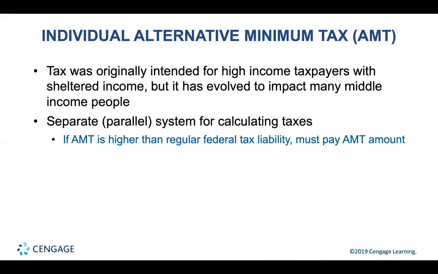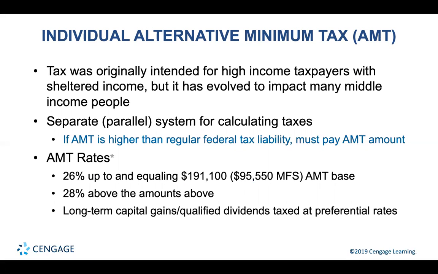This is a separate but parallel system for calculating taxes. If the AMT tax, when you get done calculating it, is higher than your regular federal tax liability, you have to pay the higher AMT amount. And we'll go through how to calculate the AMT amount. The AMT rates are 26% of the first $191,100 plus an additional 28% on the amounts above that amount. Long-term capital gains and qualified dividends are taxed at preferential rates.